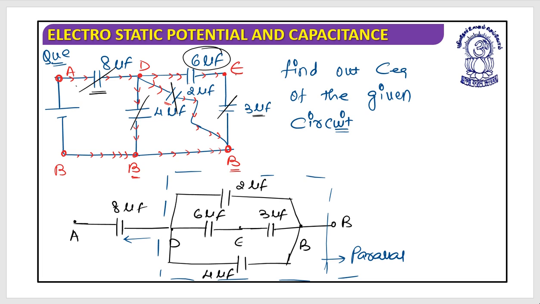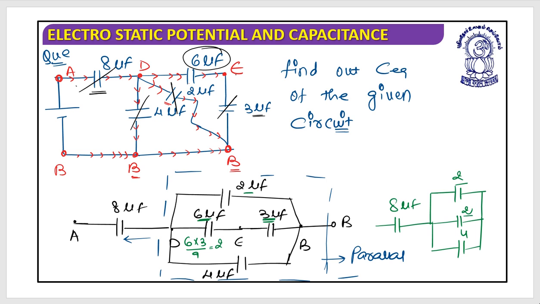Let's calculate quickly. This 6 and this 3 are connected in series, and when they are in series, the equivalent is 6 into 3 divided by 6 plus 3. So this is 2 microfarad. So the situation looks like that. This is 2, again this is 2, and this is 4, which has been connected with this 8 microfarad. So this 2 and this 2, 2 plus 2 is 4, 4 plus 4 is 8.